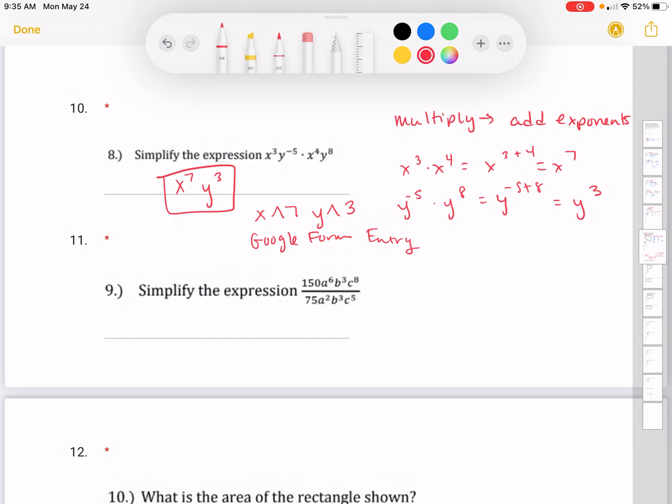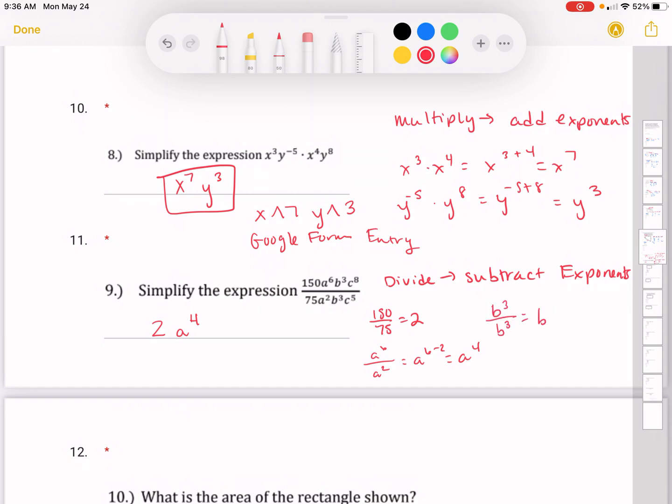On number 11, it's a division problem. When we divide, we actually subtract exponents. Sorry, this is question 9. So we would start with 150 divided by 75. That's equal to 2. And then we're going to start subtracting our exponents. So a to the 6 divided by a squared. 6 minus 2 would give us a to the 4th. Then for b, b cubed divided by b cubed. 3 minus 3 is equal to b to the 0. These are actually going to cancel. So if you have b to the 0, that's actually equal to 1, but the b's cancel out.